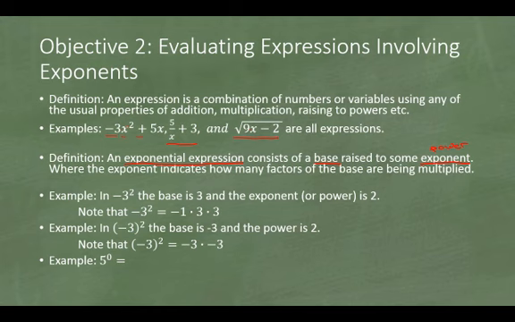The exponent indicates how many factors of the base are being multiplied. So for example here, in negative 3 squared, the base is just 3. It's not negative 3, it's just 3. It's being squared, and the exponent or power is 2. So that means that we're going to have a negative, which we can write as negative 1, and then 3 times 3, 2 times over.